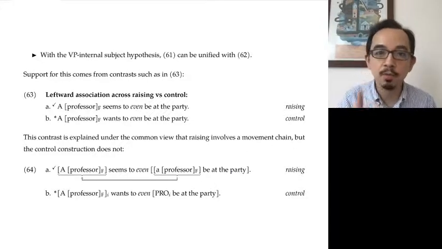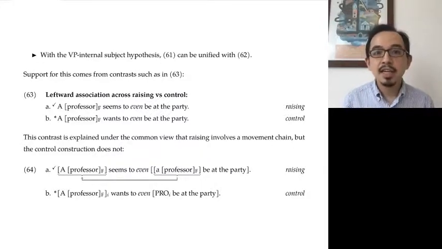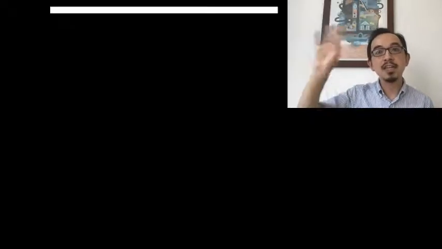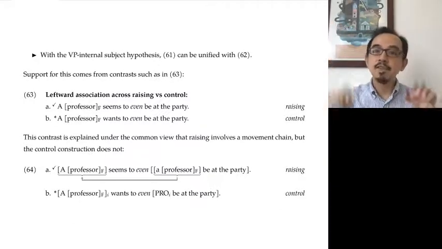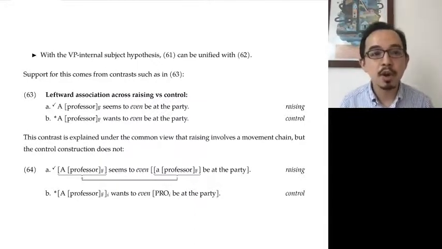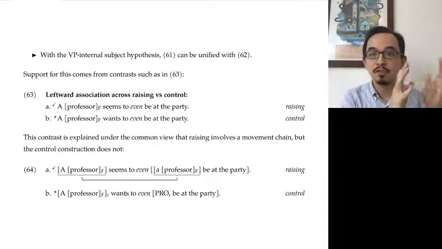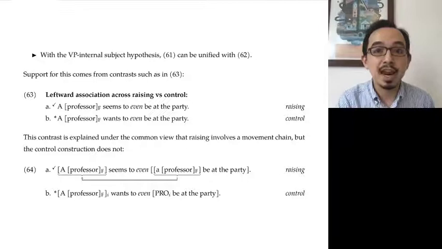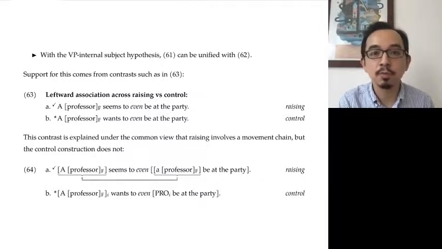Again, with the intended interpretation, I will flag that it's very easy for speakers to understand 63b, even the way I pronounced it, with a different interpretation, where you have independent focus on professor, and then even somehow is associating with the party or something like that. But that's the only type of interpretation you can get to reparse that in 63b. The intended interpretation, where even associates with a professor, is unavailable in 63b, the control structure, but it's available in 63a.